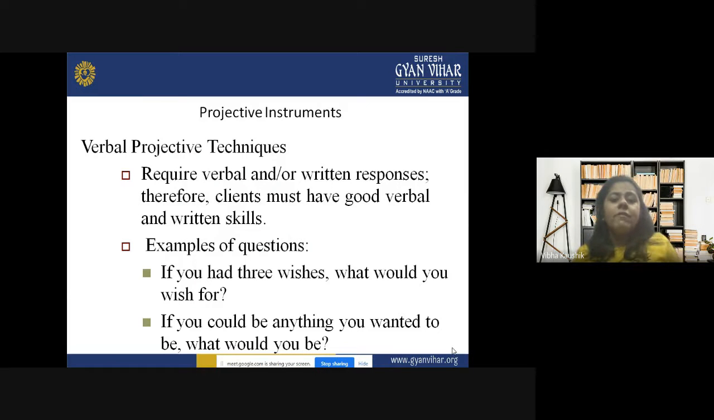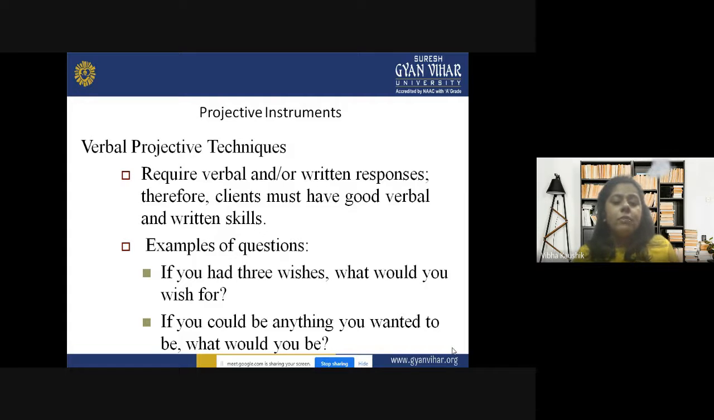Now, projective instruments, verbal projective technique, require verbal or written responses. In this, they have to give their response in writing. Therefore, clients must have good verbal and written skills. And these tests are used for those clients who have good verbal and written skills.